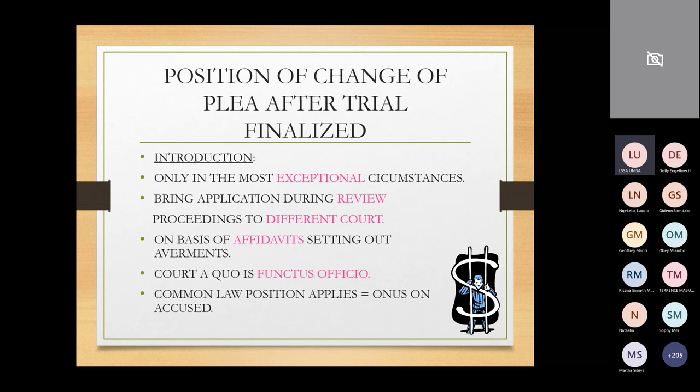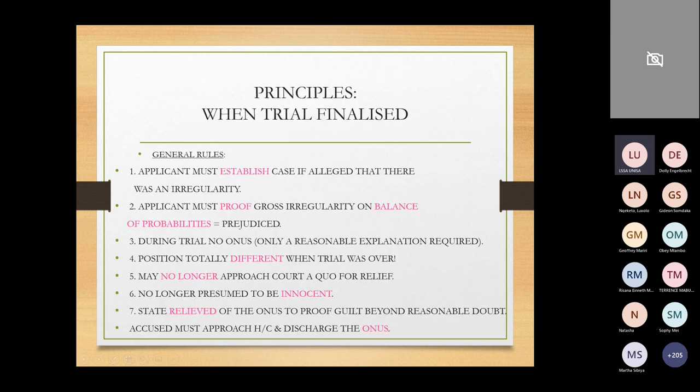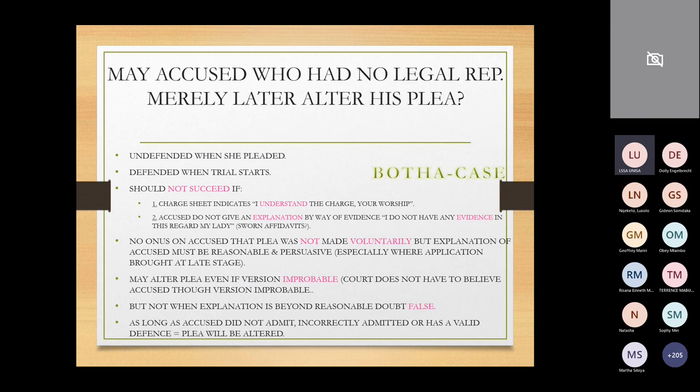So you have to bring an application for review, which will have to be heard by someone in the High Court, or someone will view it in a different way. However, we have the Kokoko versus Lagrange case as well. You can just go through that case law as well. This is the one where the matter was, when the trial was finalized. Then just go through everything.